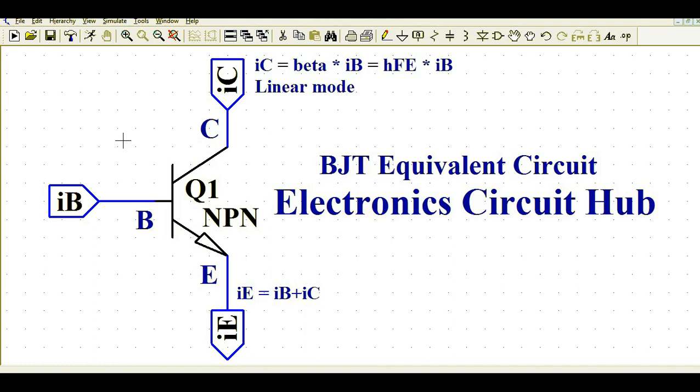So today we're going to understand the equivalent circuit of BJT. That means how you can draw the internal circuitry of BJT, how you can understand the equivalent circuit of BJT.